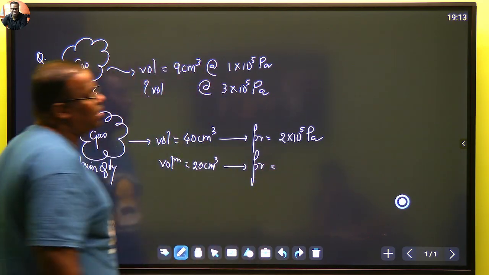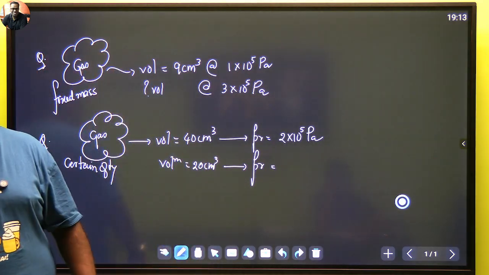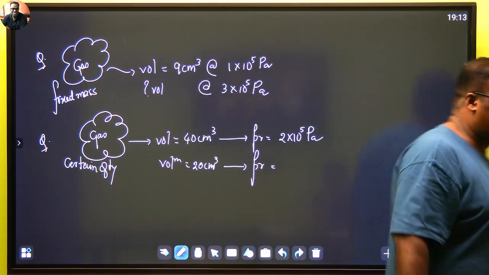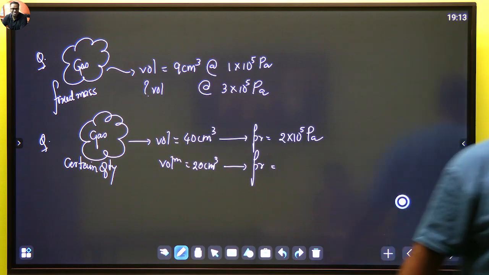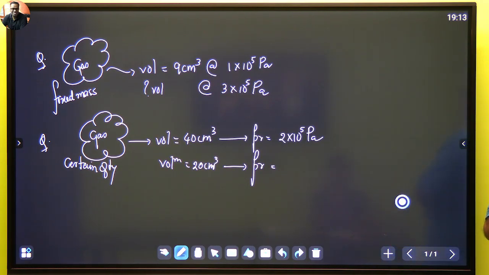If the volume has become half, the pressure must have doubled. So the pressure becomes 4 into 10 to the power 5. Good, you have a good grasp now of Boyle's law. These were all problems on Boyle's law, because Boyle's law is all about the pressure-volume relationship. Did you understand?